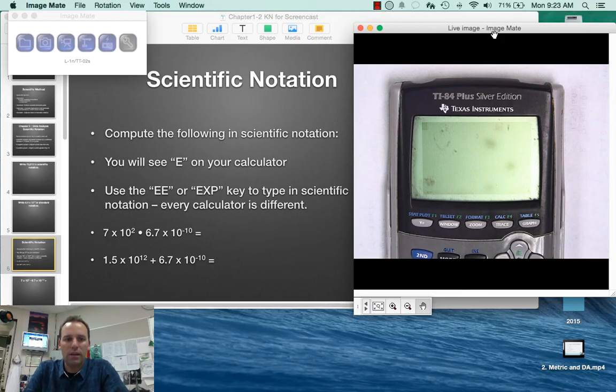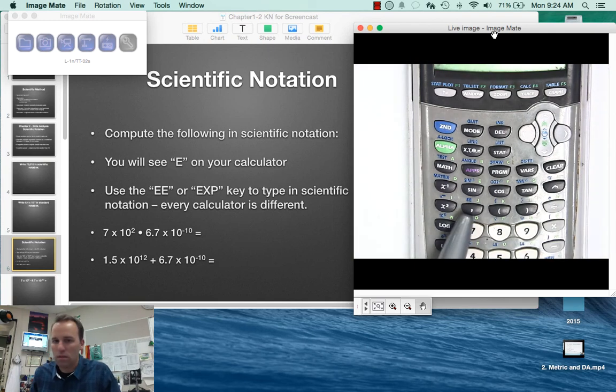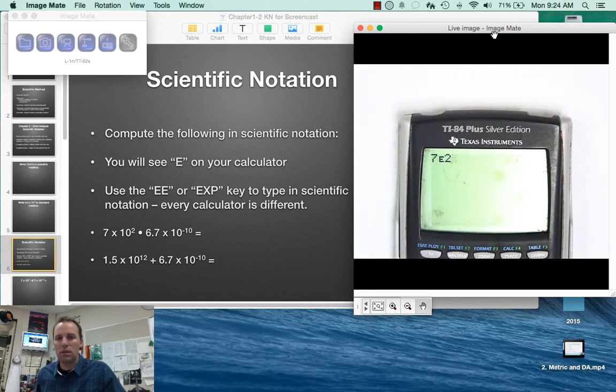Okay, so here's my calculator. Our first problem is 7 times 10 to the second power times 6.7 times 10 to the negative 10th. So in my calculator, I'm going to do 7E2. And the place that you find the E key is right here. Okay? You hit second and then EE. Yours might be an exponent key, it might say EXP or something else. Don't use the lowercase key. That's not the right one. Times 6.7 E negative 10.